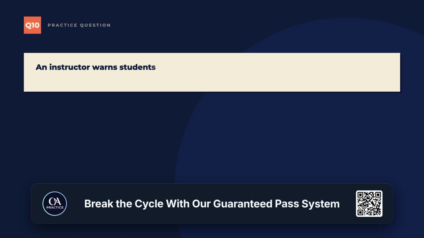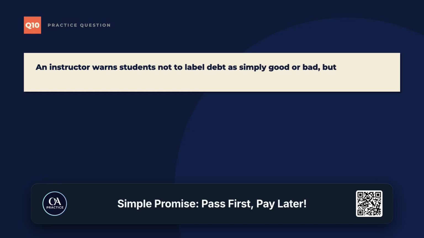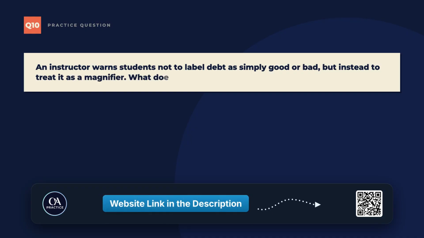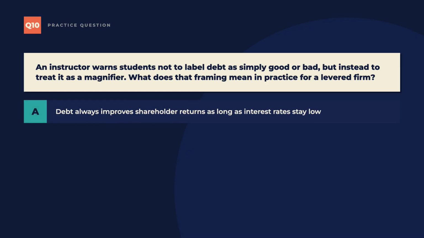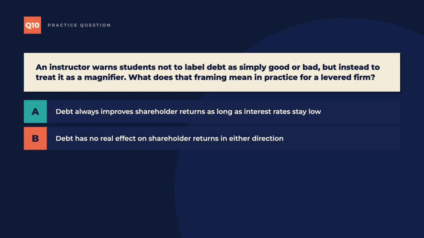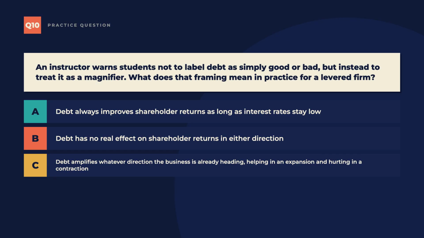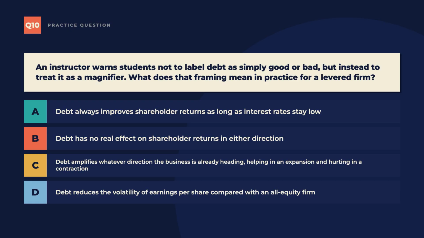Question 10. An instructor warns students not to label debt as simply good or bad, but instead to treat it as a magnifier. What does that framing mean in practice for a levered firm? Your options are: A. Debt always improves shareholder returns as long as interest rates stay low. B. Debt has no real effect on shareholder returns in either direction. C. Debt amplifies whatever direction the business is already heading, helping in an expansion and hurting in a contraction. D. Debt reduces the volatility of earnings per share compared with an all-equity firm. Take a second. Which answer would you pick?